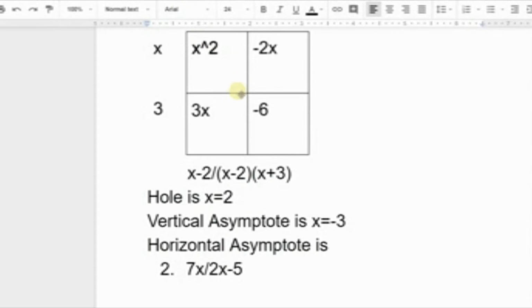Now, to find the horizontal asymptote, you check to see if the numerator and the denominator have the same x degree. Now that the x minus 2's cancel out, it's 1 divided by x plus 3. And so that means that the denominator has a higher degree of x, which means that the horizontal asymptote would be y equals 0.